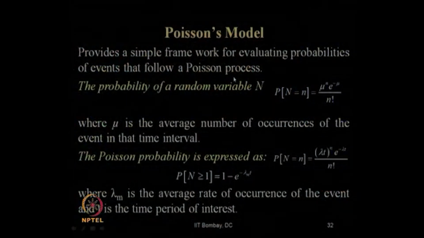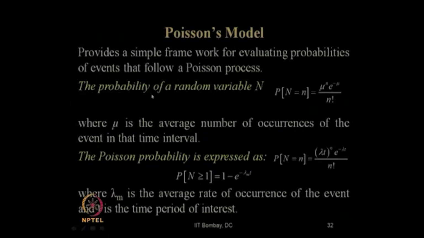So, let us see how we make use of this model in our geotechnical earthquake engineering or earthquake engineering applications. This Poisson's model provides a simple framework for evaluating the probabilities of any event that follows a Poisson process, and it has been observed by several researchers that most earthquake records follow a typical Poisson's process or Poisson's distribution. That is why in earthquake engineering we use a Poisson's model, which describes the occurrence of earthquake events, the number of events, in a more realistic manner.